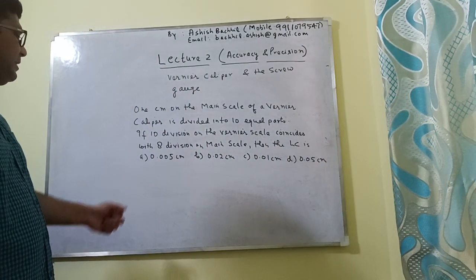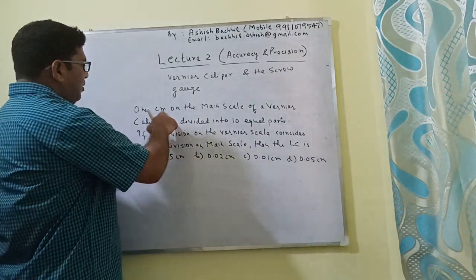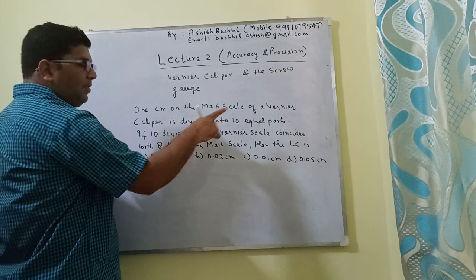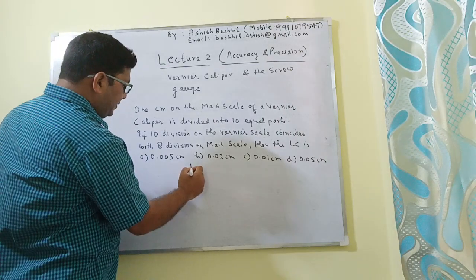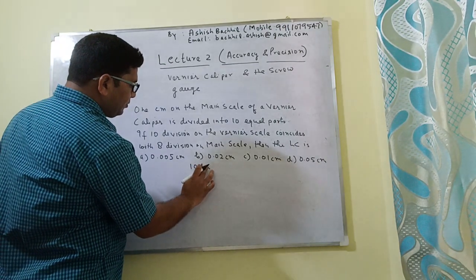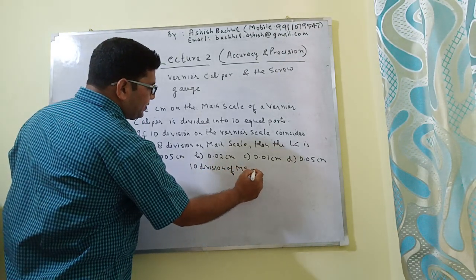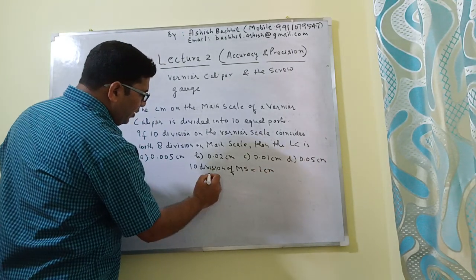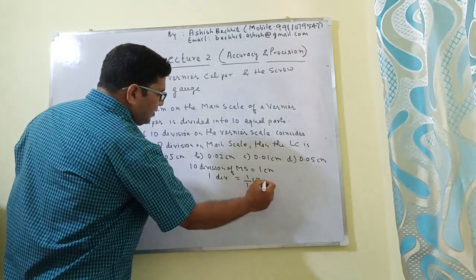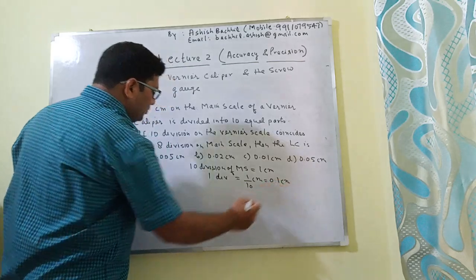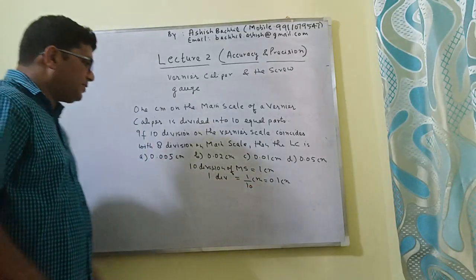Now we have to calculate the least count of the vernier caliper. How we can do it: 1 centimeter on the main scale is divided into 10 equal parts. So 10 divisions on the main scale is equal to 1 centimeter. So one division is equal to 1 by 10 centimeter, which is equal to 0.1 centimeter. So the value of one main scale division is equal to 0.1 centimeter.